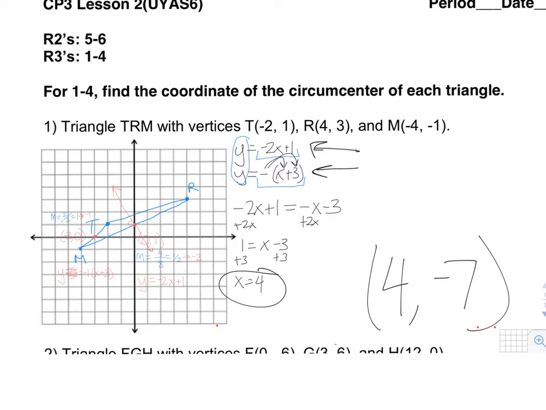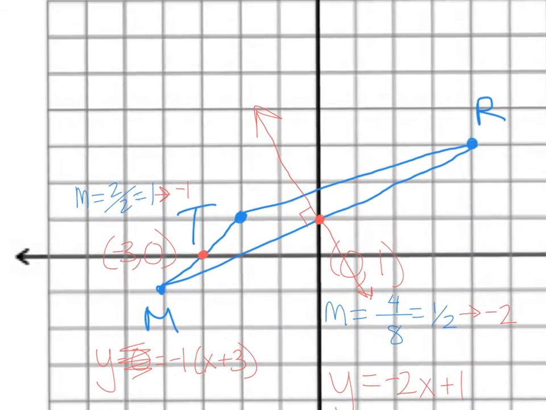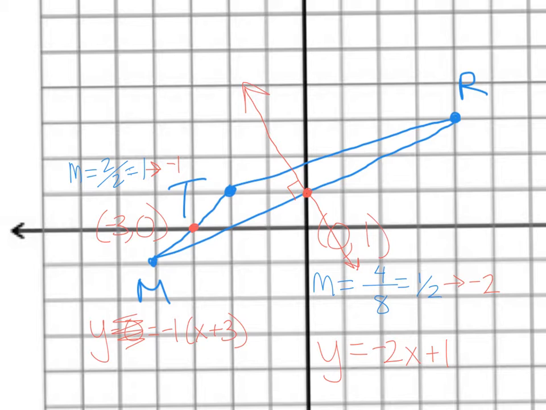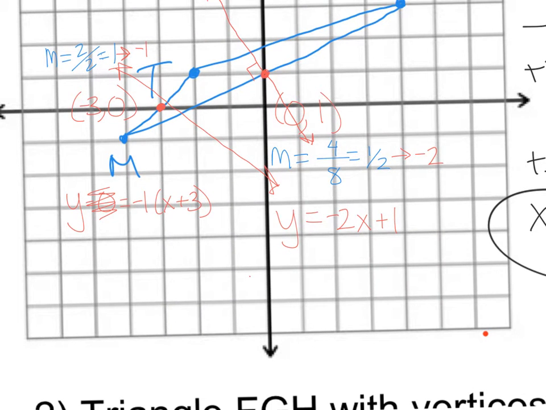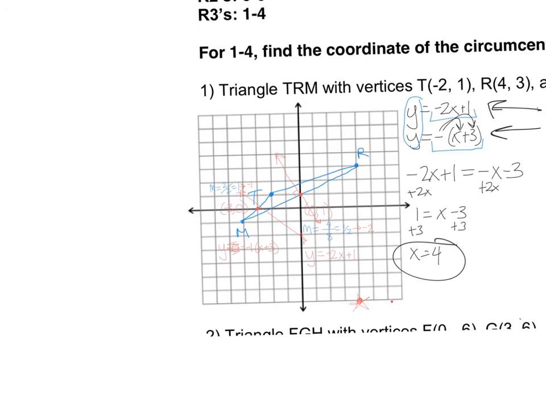This is telling me that if I jump back over to my graph, I'm going to quick draw this line in, and it looks something like this, more or less. That's telling me that those two red lines will meet at 4, negative 7. So 1, 2, 3, 4. 1, 2, 3, 4. Negative 1, 2, 3, 4, 5, 6, 7. Way down here is where they meet. Okay. And that's where the circumcenter is for this triangle.